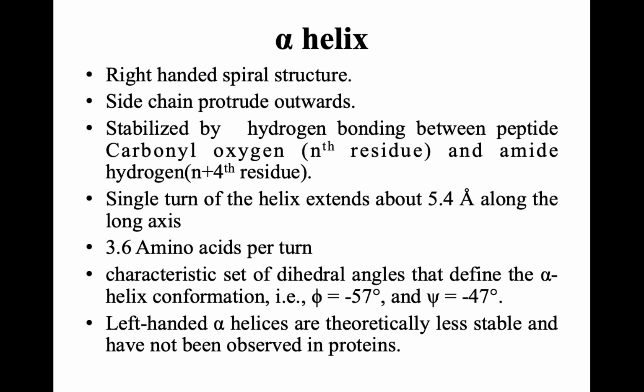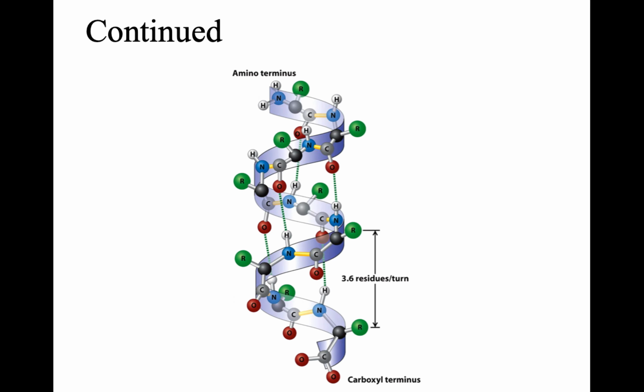And here the left-handed alpha helixes are theoretically less stable and have not been observed in proteins. And here this is the structure of the alpha helix. So here it is nothing but the helical segment of the polypeptide chain.